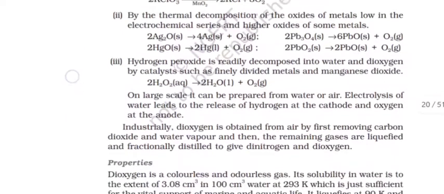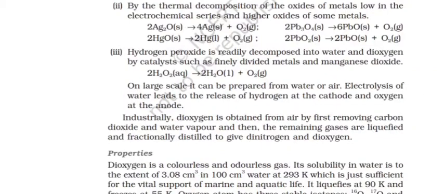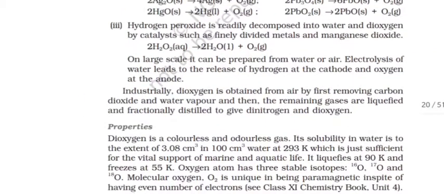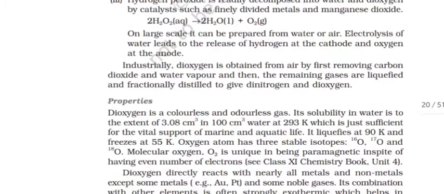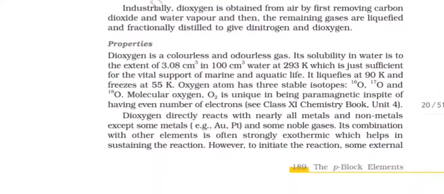On a large scale, it can be prepared from water or air. Electrolysis of water leads to release of hydrogen at the cathode and oxygen at the anode. Industrially, dioxygen is obtained from air by first removing carbon dioxide and water vapor, and then the remaining gases are liquefied and fractionally distilled to give dinitrogen and dioxygen.